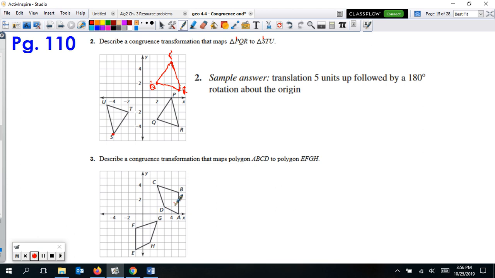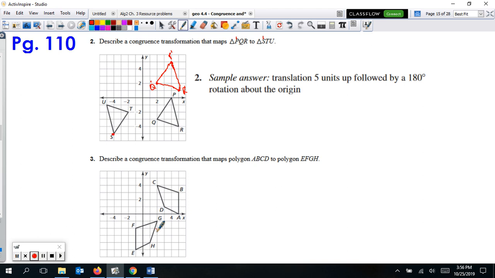So think about what you would do, and again, it's going to be 2 of them. It's a translation, rotation, reflection. 2 of those you're going to have to use to get from one figure to the other, to get from this A, B, C, D down to E, F, G, H. So go ahead and pause the video and see if you can figure out the 2 that you would use and what you would do.